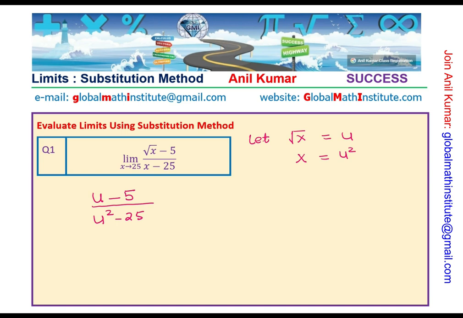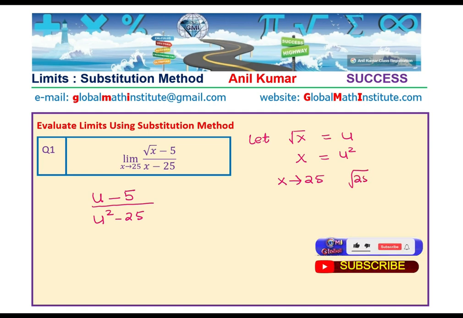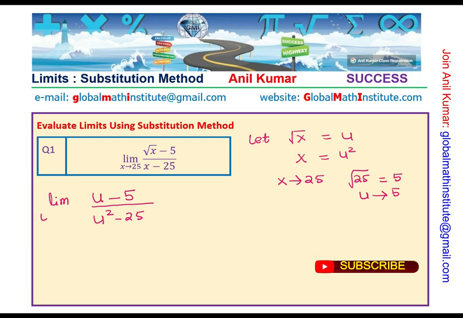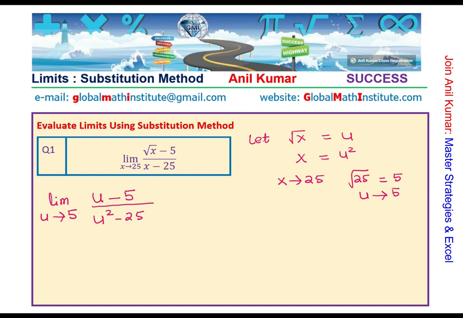Now, what happens to the limit when x approaches 25? Well, if x approaches 25, then the square root of x will be the square root of 25, which is equal to 5. And therefore, u will approach 5, correct? And so we have the limit as u approaches 5. So that is how the question on limits gets transformed once we use the substitution method, where square root of x is u. Now we could factor this and rewrite.